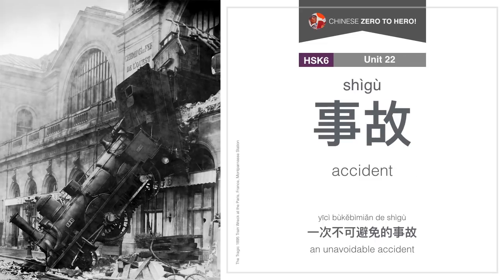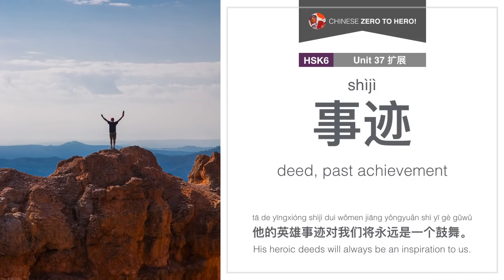In HSK 6, we also learned the word 事故, meaning an accident. 一次不可避免的事故, an unavoidable accident. In HSK 6, we also learned the word 事迹, meaning a deed or past achievement. 他的英雄事迹对我们将永远是一个鼓舞. His heroic deeds will always be an inspiration to us.